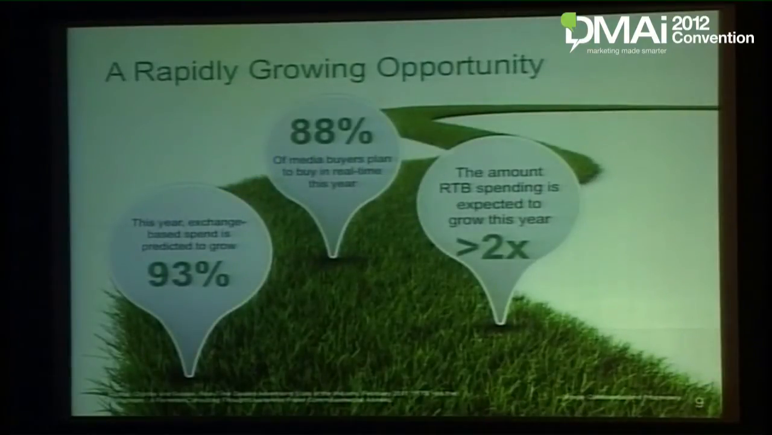These are global numbers. Let me get back up on the step here. You can see them there. 88% of media buyers are planning to use real-time bidding this year. The amount of spend that we're seeing is 2x. These are global numbers. In this part of the world, we're seeing much higher numbers than that because we're coming off a lower base. In India alone, we've seen our numbers grow probably 40, 50 times in the last 6 months, just on purely people buying media in this way.